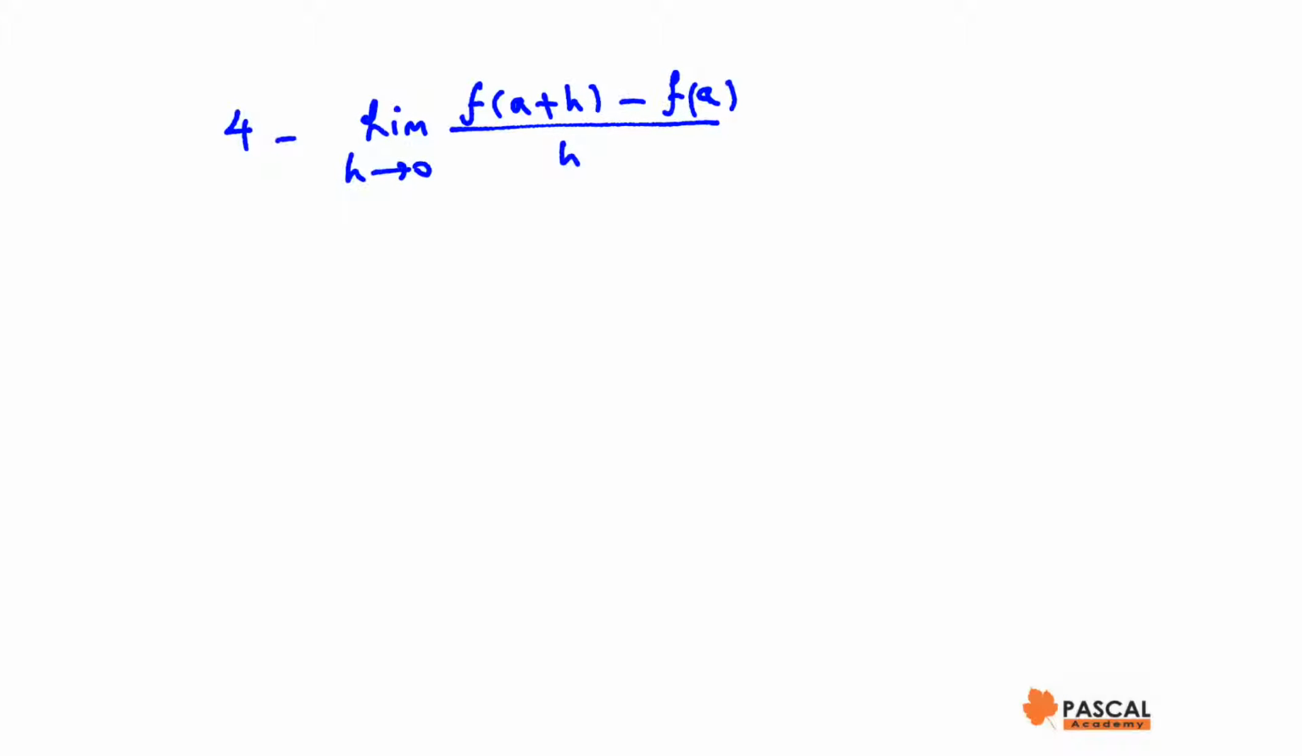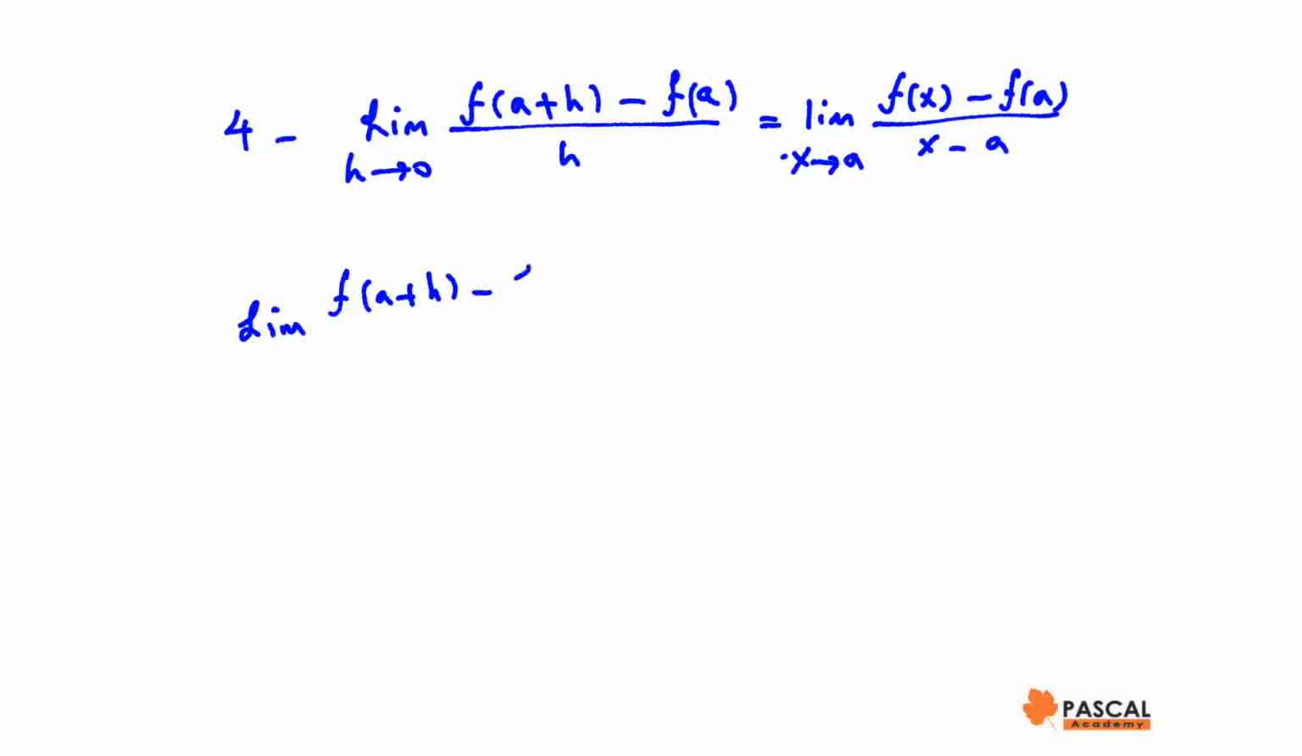Question number 4. Show that the limit of f of a plus h minus f of a, over h, as h approaches 0, and the limit of f of x minus f of a, over x minus a, as x approaches a, are the same. To prove this, we start from the left side.